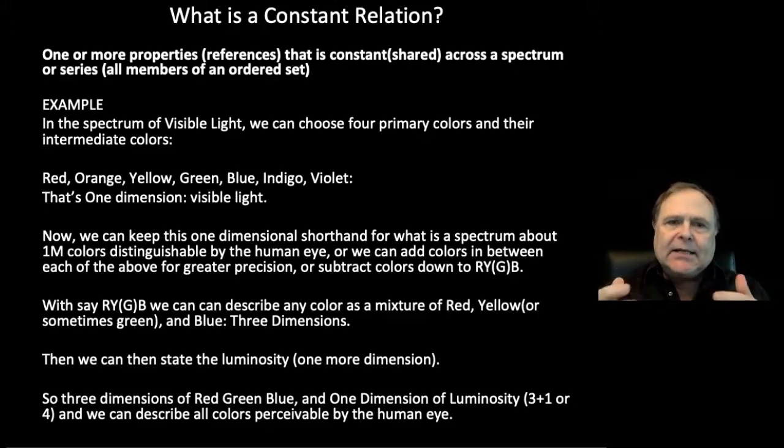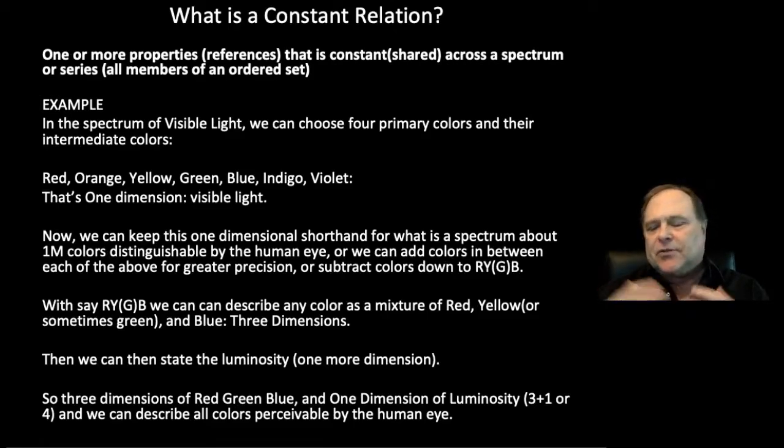The second concept after dimension is, what's a constant relation? It's one or more properties that is constant across a spectrum or series. So, a simple example, we're doing visible light. We can choose the 4 primary colors and then their intermediate colors. So we can take red, yellow, blue, violet, or we can take red, orange, yellow, green, blue, indigo, violet. And we can go into even more detail if we want to.